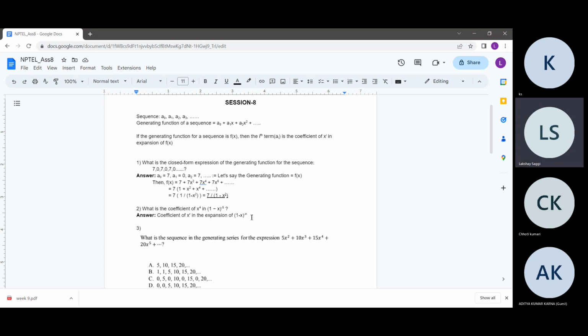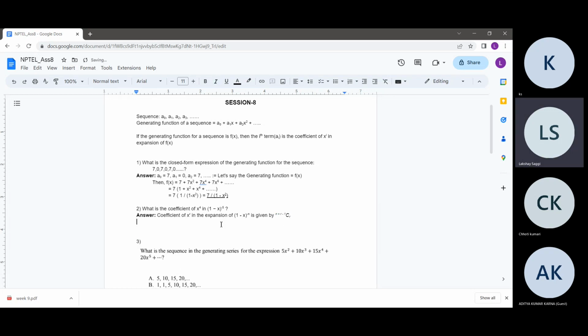So here the coefficient of x to the power r in the expansion of (1 − x) to the power minus n is given by (n + r − 1) choose r, or maybe I'll just put it as C r. So this is the formula for the coefficient of x to the power r in the expansion of (1 − x) raised to the power minus n. This is straightforward from the lectures. It's nothing new. So we just need to put in the relevant values here.